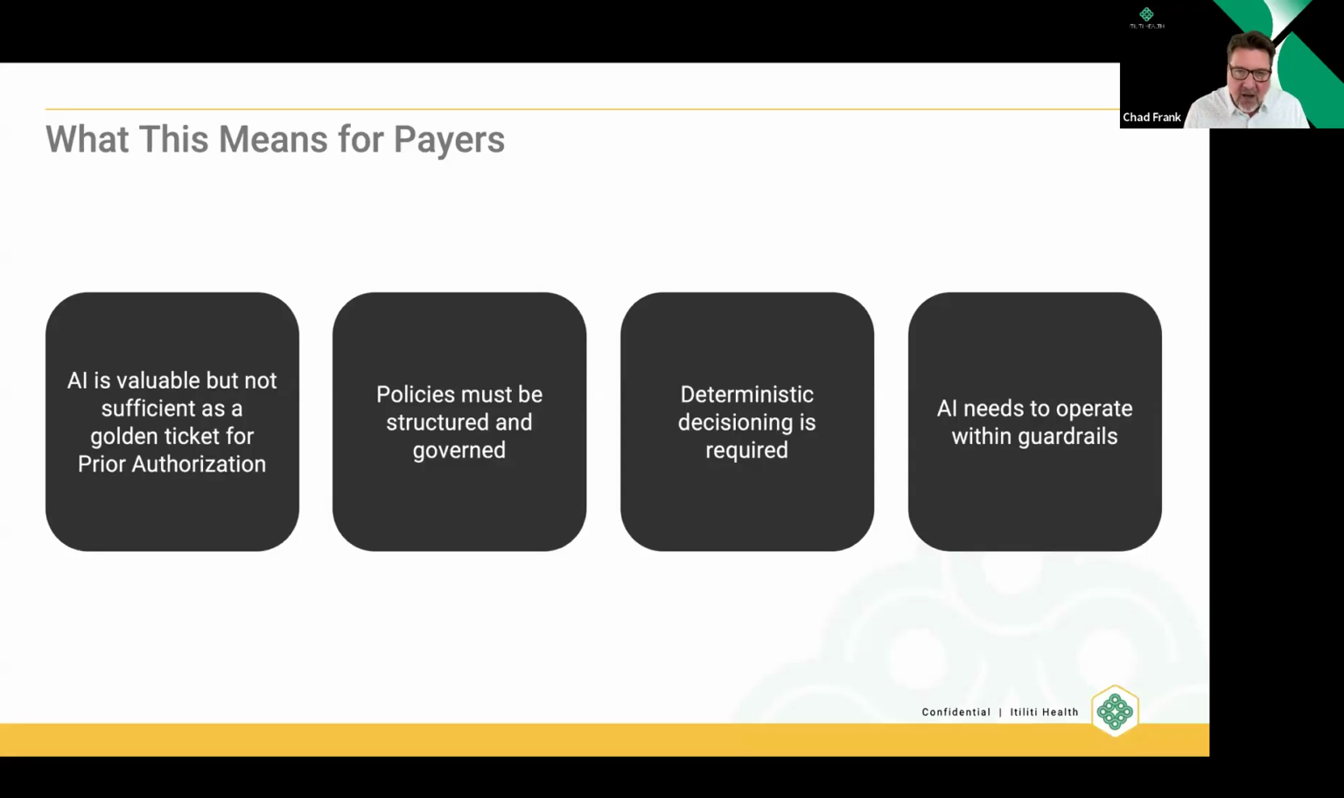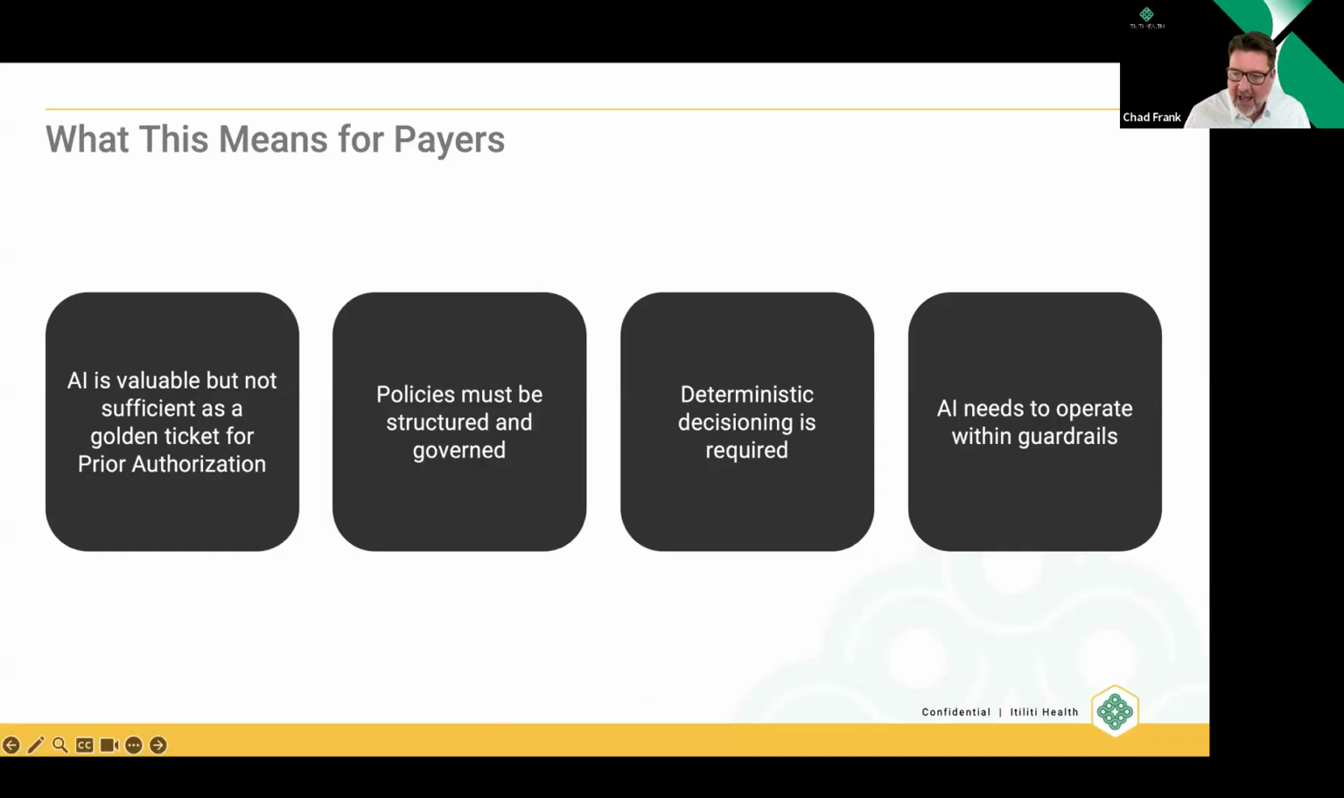Policies must be governed and structured. They have to be to make this scale and where we need to take the entire industry. We need to start there. We need to have deterministic decisioning. That's taking your structured policy and applying rules to it. And then we need to use AI. It just makes everyone's world a little bit better and our workflows a little bit better every day. But we need to do it within guardrails. We need to apply it very specifically to what we're doing.